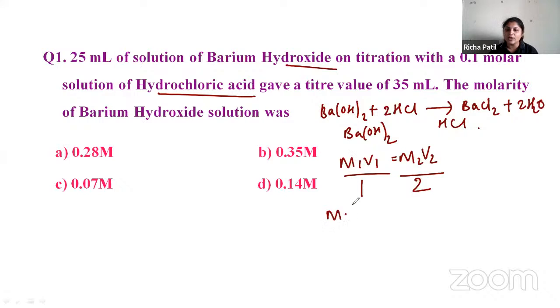So M1. Okay, we have to find the molarity of barium hydroxide. So we don't know M1, into V1. What is the V1 of barium hydroxide? It is 25 ml, right? It is 25 ml divided by 1 equals M2. What is the molar concentration of HCl? It is 0.1. V2 is what? It is 35. Okay, and divided by 2. So take M1 one side and you take the value and you divide this. So what do you get for M1?